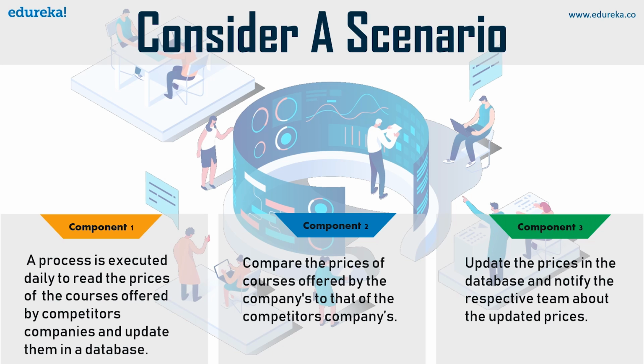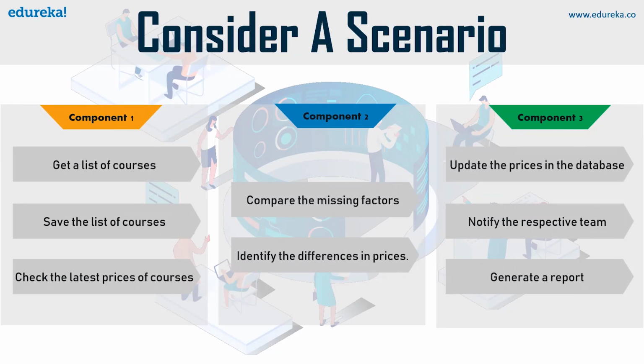The first component will consist of a process which is executed daily to read the prices of the courses offered by the competitors' companies, right? After that, the second component will compare the prices of the courses offered by our company to those of the competitors' company. Finally, the third component will update the prices in the database and notify the respective team about the updated prices, right? So guys, these are the 3 components that our business process will consist of. Once you've figured out the components, each component can be further divided into business transactions, right? In our scenario, I've considered the transactions for each component to be as you can see on my screen. Our first component will have 3 business transactions.